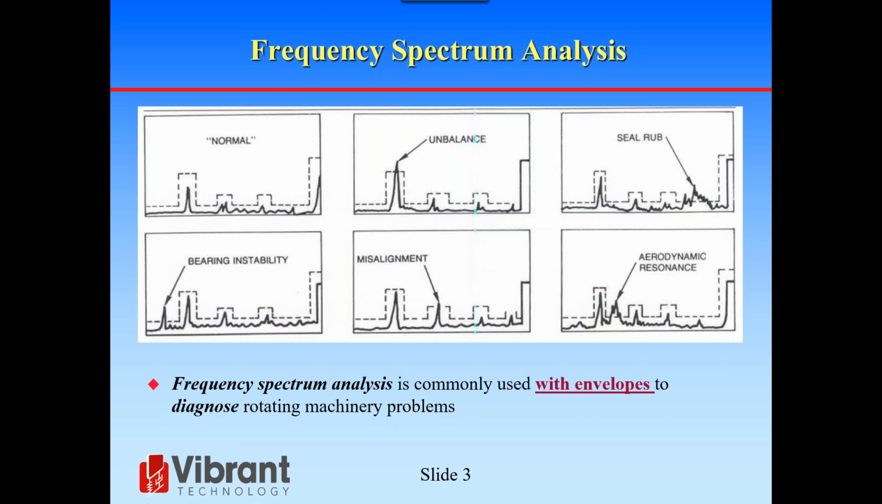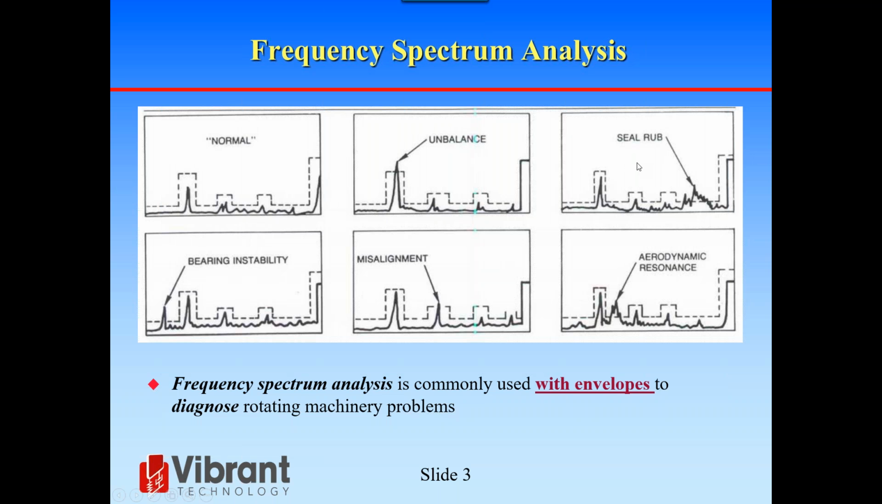Here's a slide that I found on the internet showing how frequency spectrum analysis is used along with enveloping. You can see some different cases here. On balance, that might be called the first order or the running speed of the machine. The peak at that frequency grows outside of its envelope, and so that's a way of detecting unbalance.